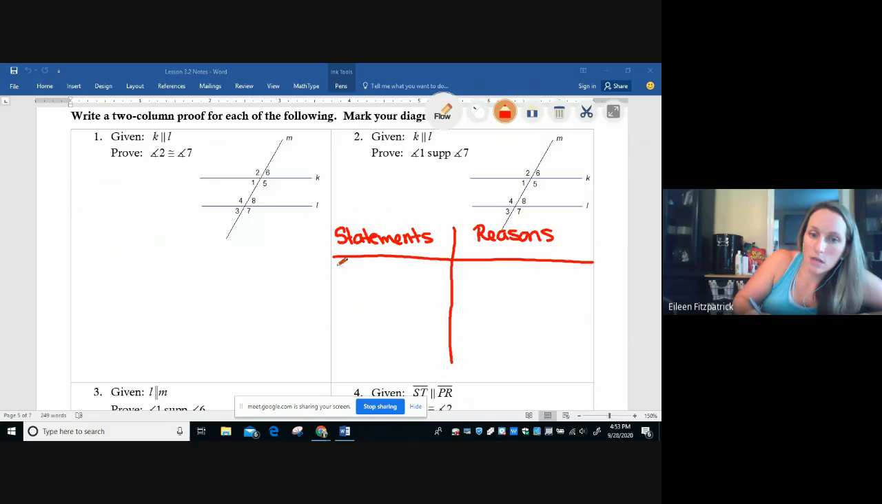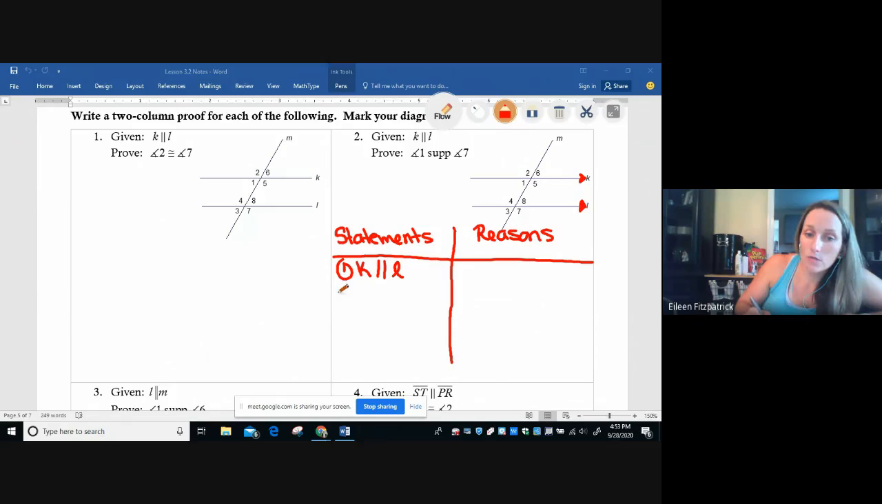Let's get started with the given that K is parallel to L. We'll mark that on our diagram with our arrows. K is parallel to L. We're asked to prove that angle 1 is supplementary to angle 7.